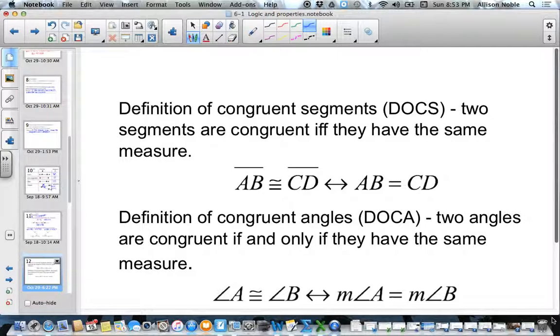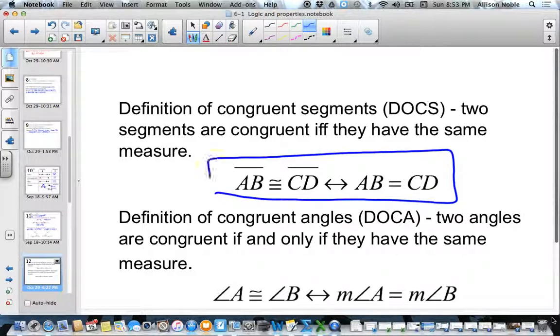Definitions are always biconditional. And what it says is two segments are congruent if and only if they have the same measure. So segments are congruent if they have the same measure. This is how it is spelled out. That could be representing the definition, and this is how we will be abbreviating this unit.